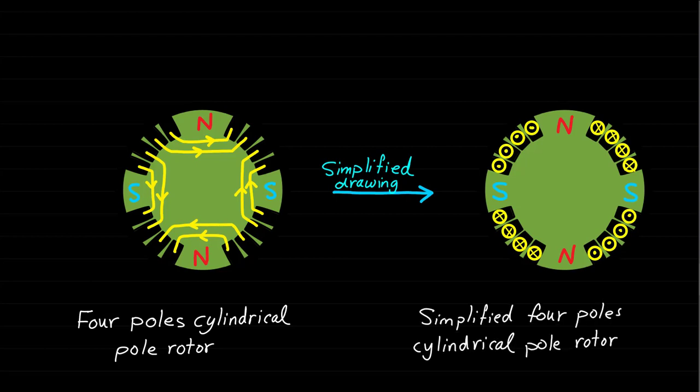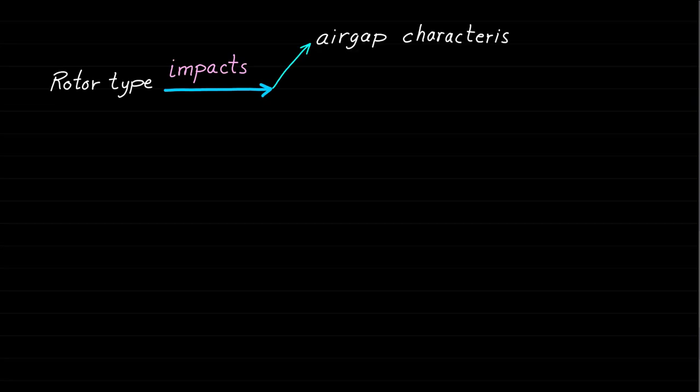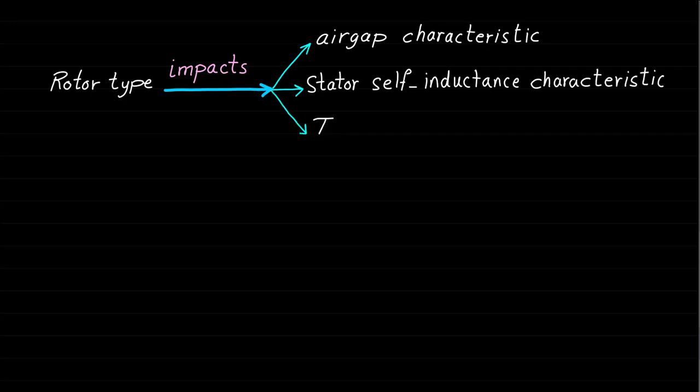It is very important to know that the rotor type of synchronous machine impacts the air gap characteristics, stator self-inductance characteristics, and torque characteristics of the machine. Let's give some idea about this point.